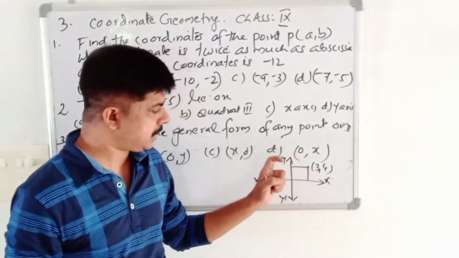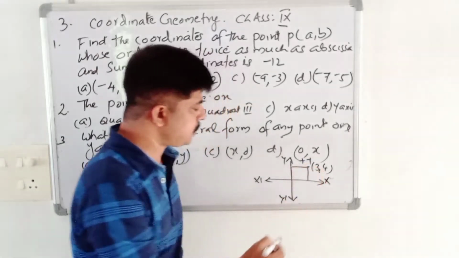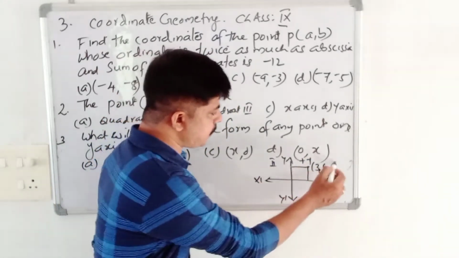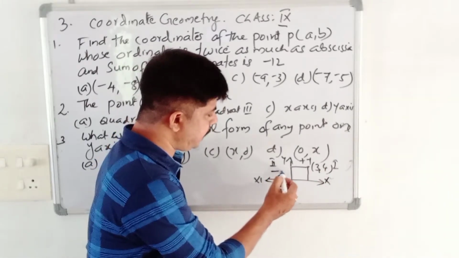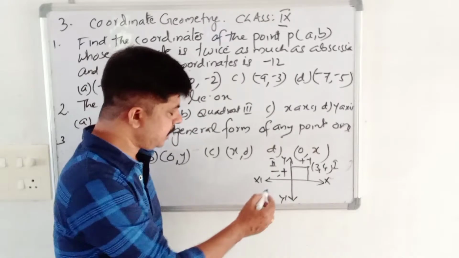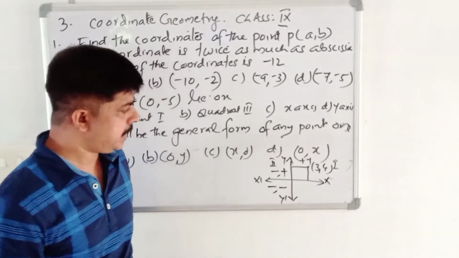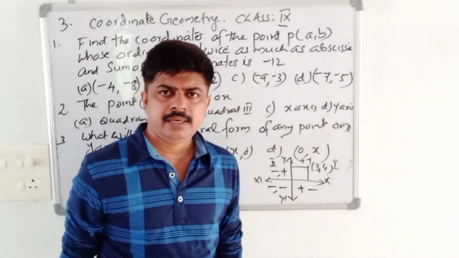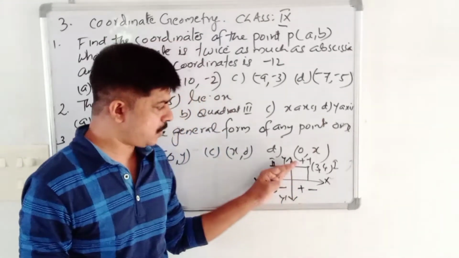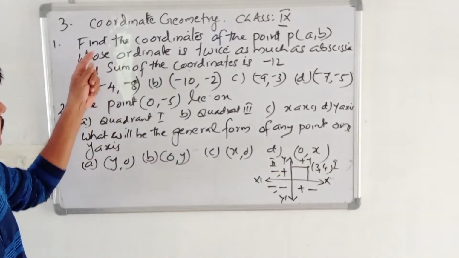Now you have to learn one thing. In the first quadrant, both x and y are always positive. In the second quadrant, the x-coordinate is negative and the y-coordinate is positive. In the third quadrant, the x-coordinate is negative and the y-coordinate is also negative. In the fourth quadrant, the x-coordinate is positive and the y-coordinate is negative. These are the signs of the points in the different quadrants. Now let us come to the questions.